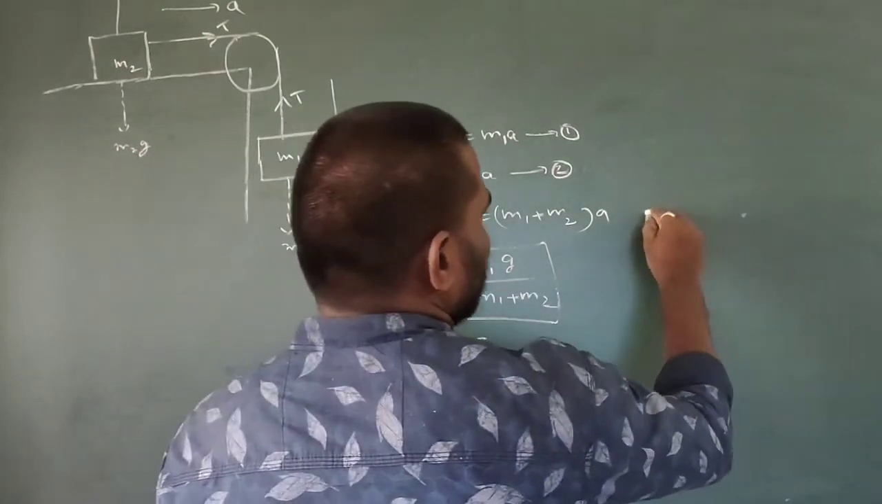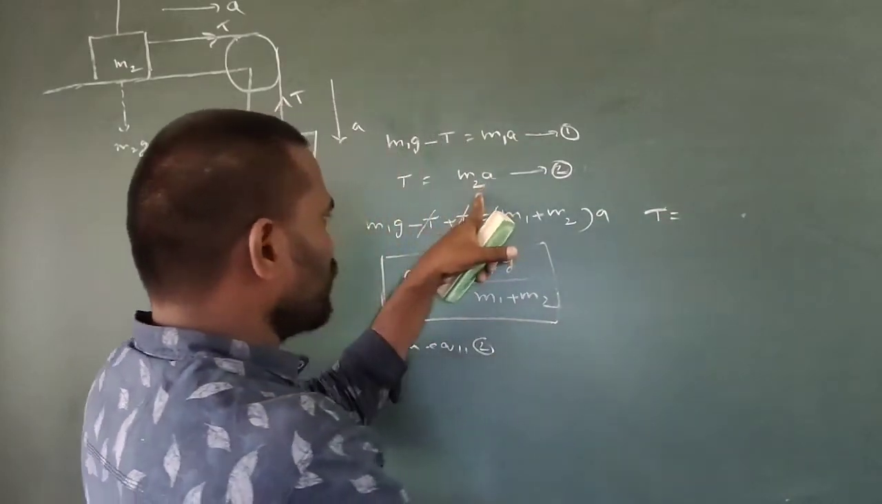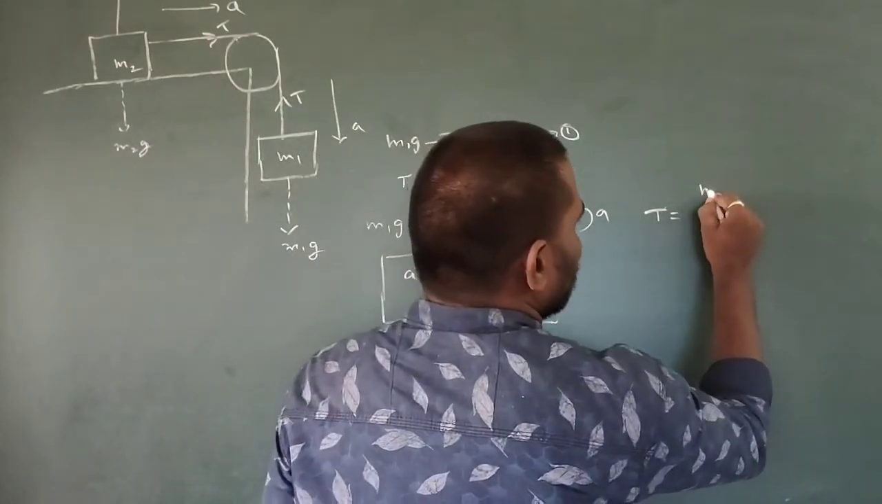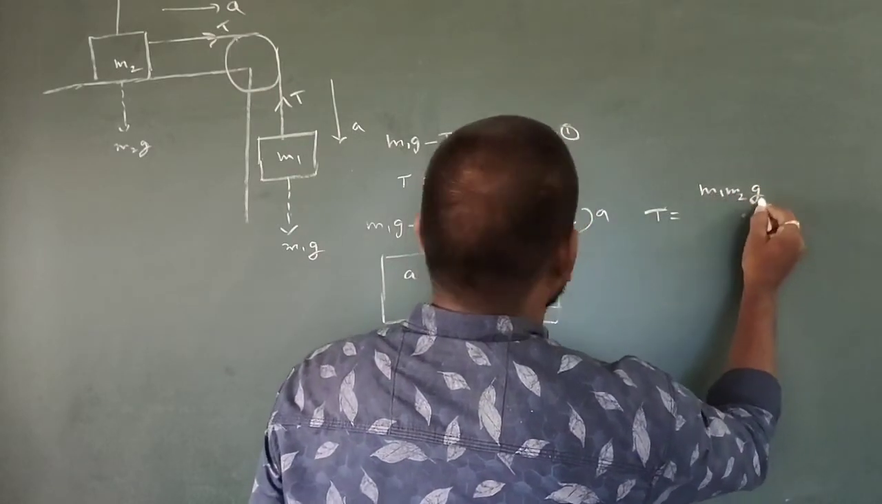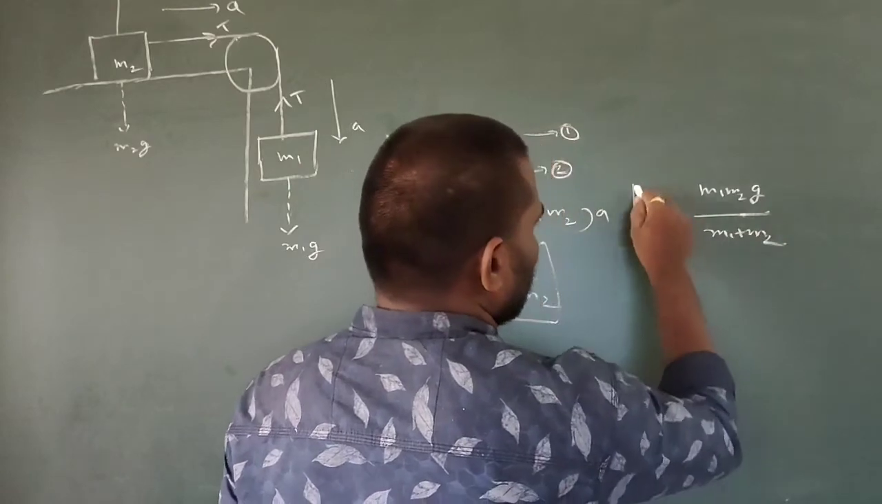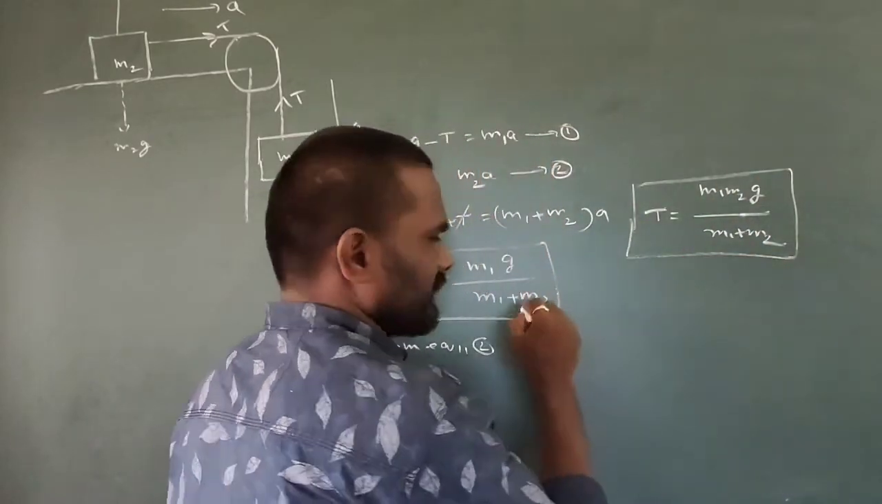Then tension T is equal to what? Already m2 is there, and a means m1g by (m1 plus m2). Finally, tension is m1 m2 g by (m1 plus m2). This is the tension in the string, and this is the acceleration of the body.